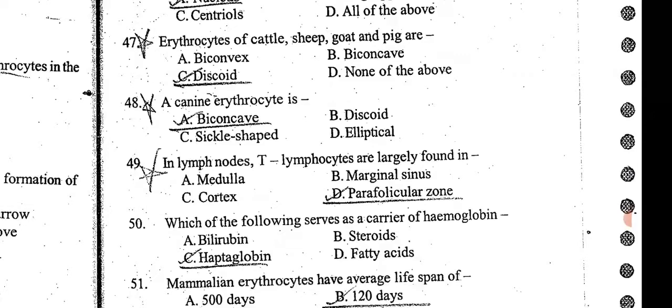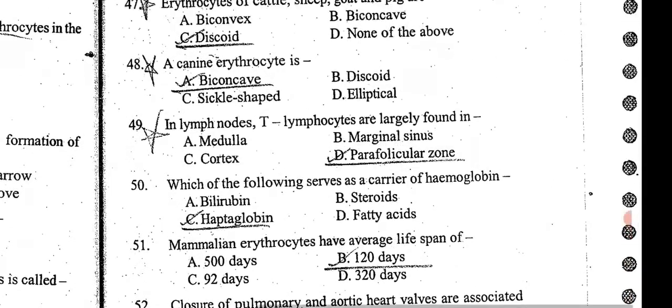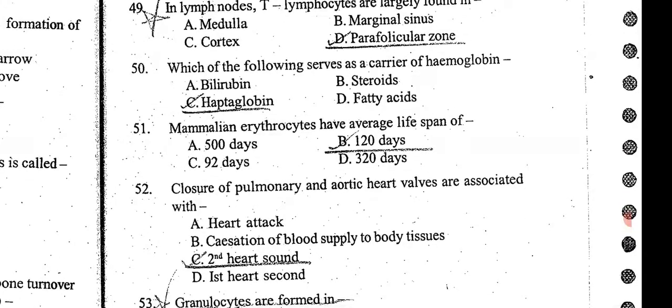Which of the following serves as carrier of hemoglobin? Haptoglobin. Haptoglobin serves as the carrier of hemoglobin. Parafollicular zone is the zone of lymph node in which T cells are formed.